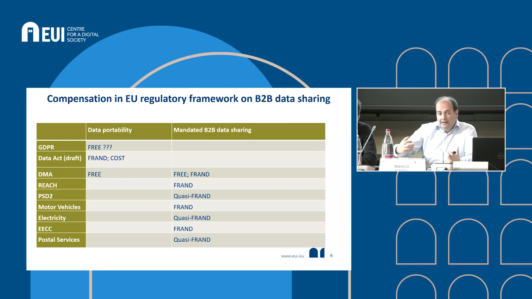When data portability concerns a sharing of data with a third party, the general rule is FRAND-based, but when the recipient is a small and medium-sized enterprise, it's cost-based. And finally, Article 6, paragraph 9 refers to free data sharing. So we can discuss whether these differences make sense.